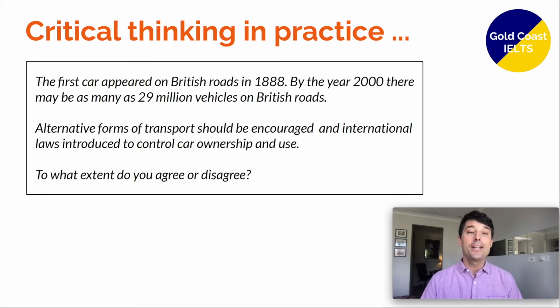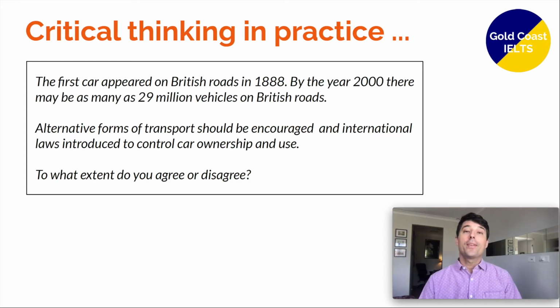So here's a really nice common IELTS question for a task 2. Let's read it. The first car appeared on British roads in 1888. By the year 2000, there may be as many as 29 million vehicles on British roads. Alternative forms of transport should be encouraged, and international laws introduced to control car ownership and use. To what extent do you agree or disagree?